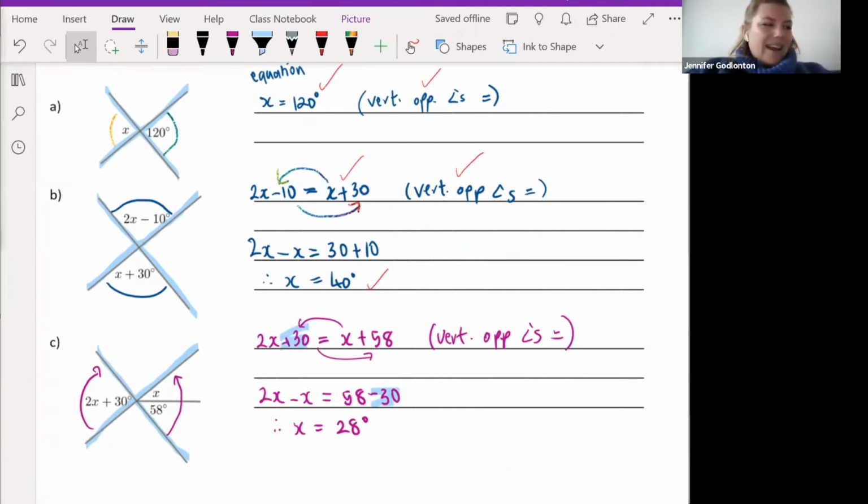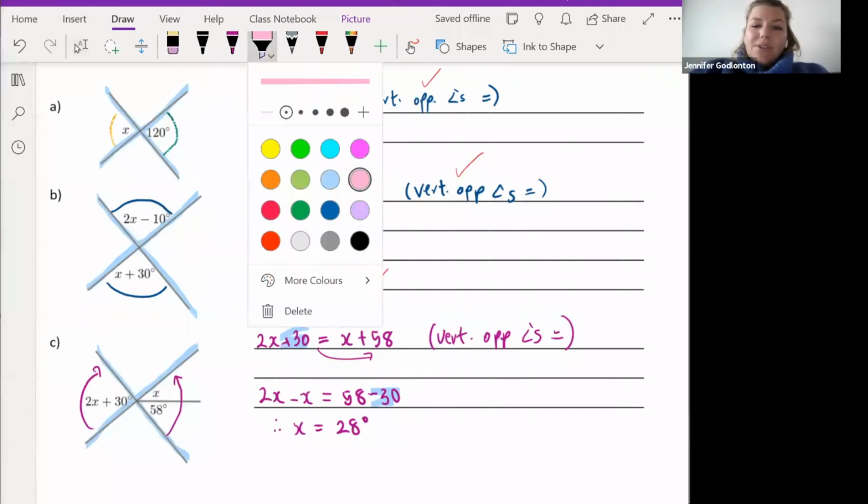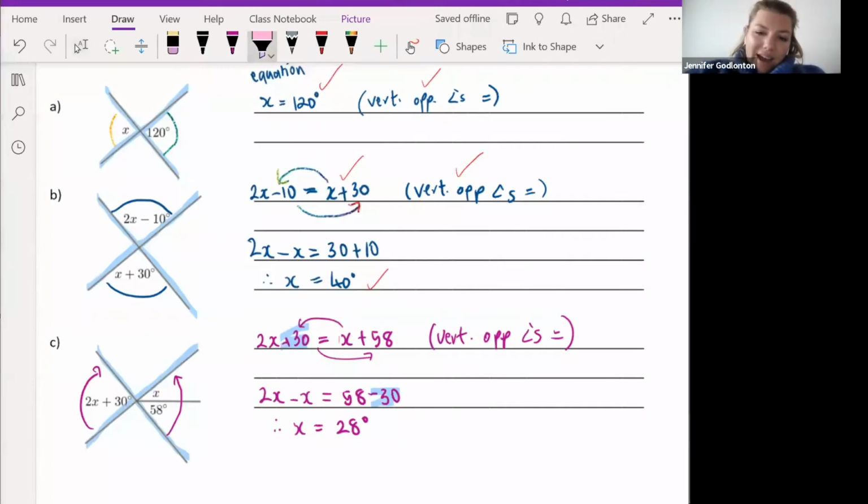How can I help? Ma'am, I wanted to ask, it was first 2x plus 30 and now it became 2x minus x. How did that happen? Okay, so this x on this side, he jumps over the equal sign, and when he jumps over, his sign has to change, and so that's why it became minus x. Oh, I see. Thank you so much, ma'am. No problem.